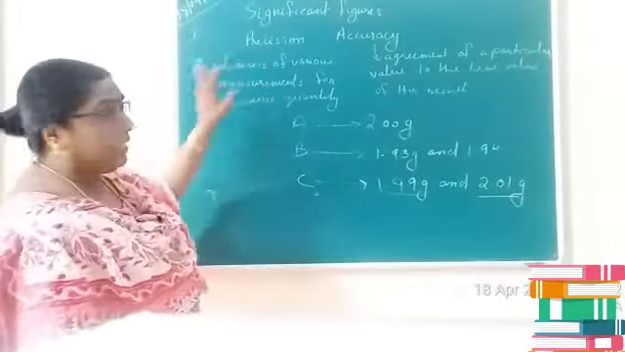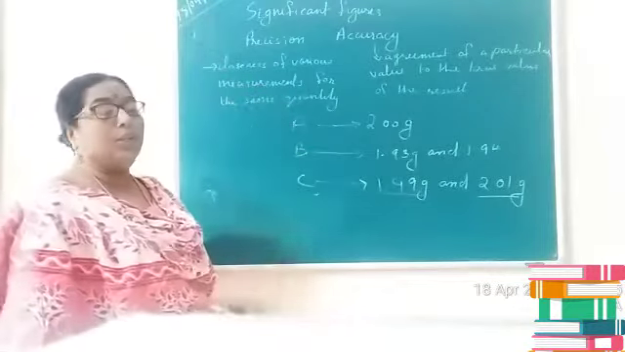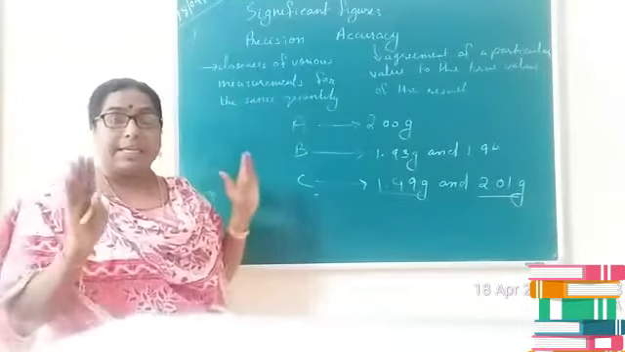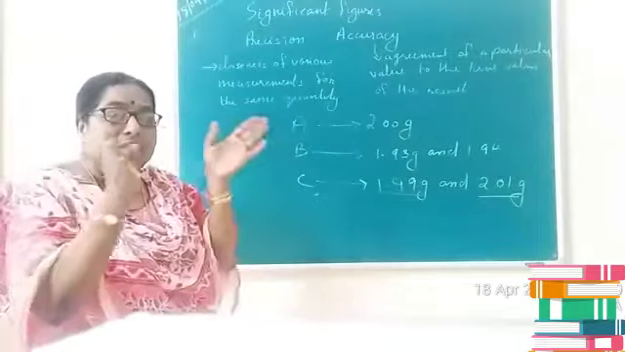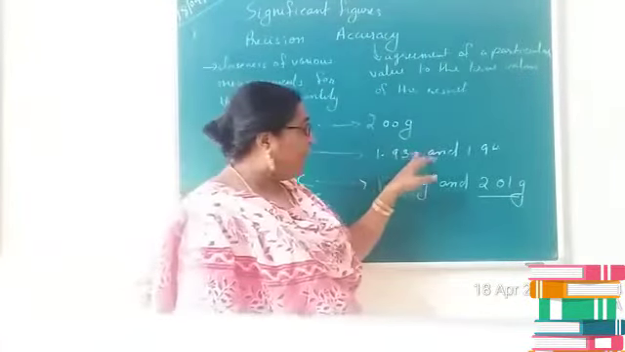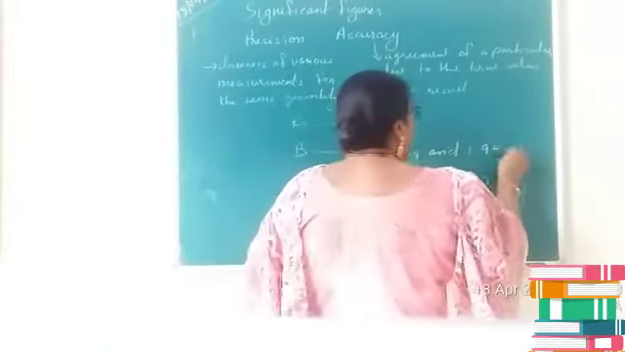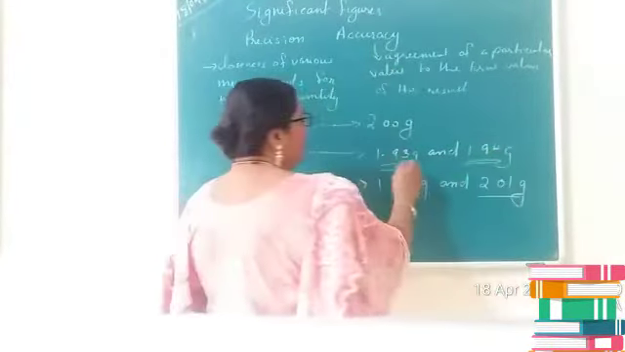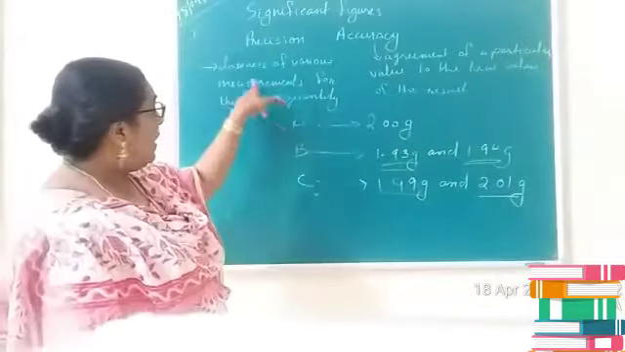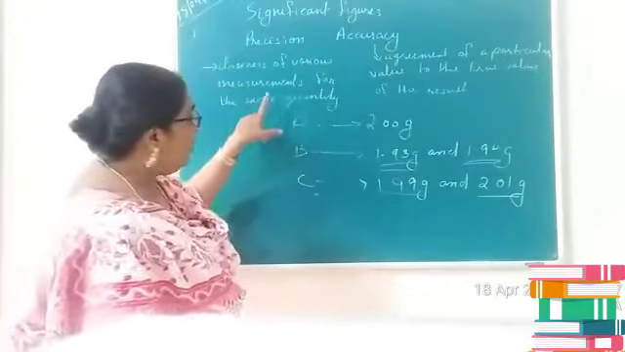We can see that precision represents the closeness of various measurements for the same quantity. It is the closeness of various measurements for the same quantity, that is 1.93 and 1.94 grams. Both of them are precise to each other. The values are close to one another. So it represents the closeness of various measurements for the same quantity.